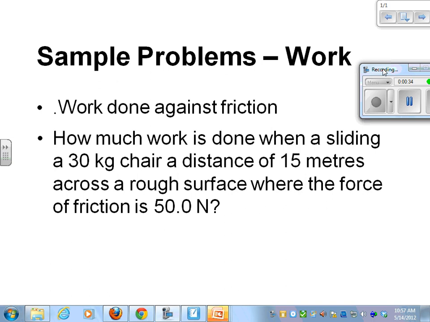Okay. So how much work? What about work against friction? How much work is done when sliding a 30-kilogram chair a distance of 50 meters across a rough surface where the force of friction is 50 newtons? Let's see, does the force of friction actually matter?